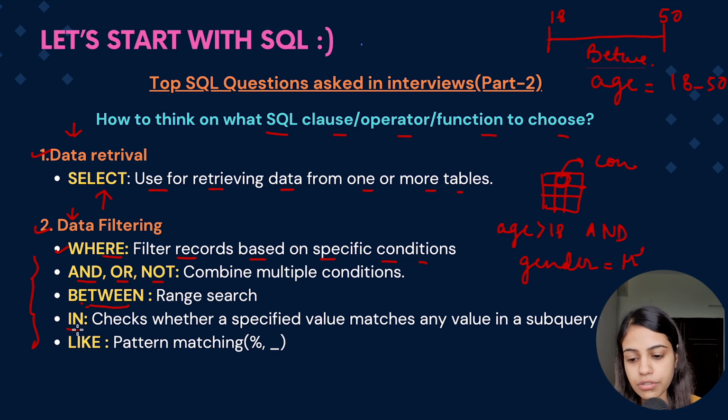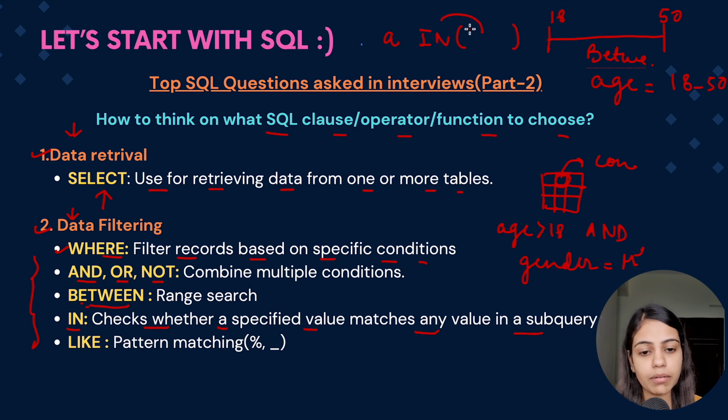Now coming to in. The in operator checks whether a specified value matches any value in the subquery or list. So we have a specified value and it checks whether that value matches any value in the list or the subquery. Now coming to like. Whenever we have pattern matching problems, consider that we want the employee details whose name starts with A, or who have A as the second character in their name. For all those questions, we use the like operator. It is used for pattern matching. We use it with percent as well as underscore, where underscore represents a single character and percent represents the characters before or after.